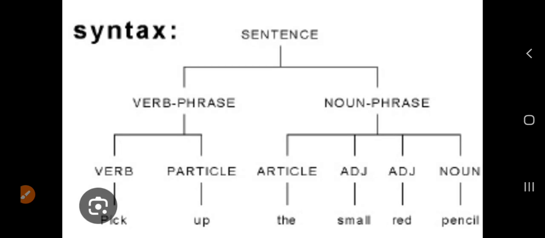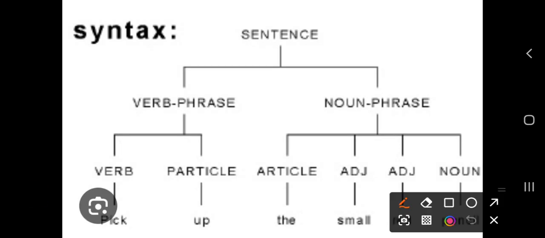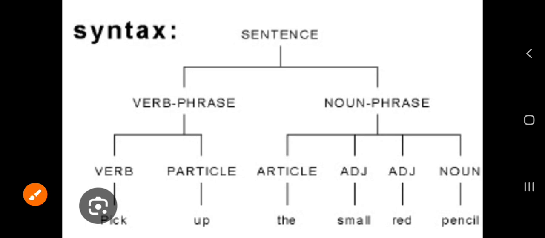Okay, now next is: pick up the small red pencil. I told you sometimes the verb phrase comes at the beginning, because of pick up. You know that pick is the verb. Then up. Up is a particle; in this case up is not a preposition, it is just a particle. For example, if you have studied science, neutron, electron, these are small particles, H2O.